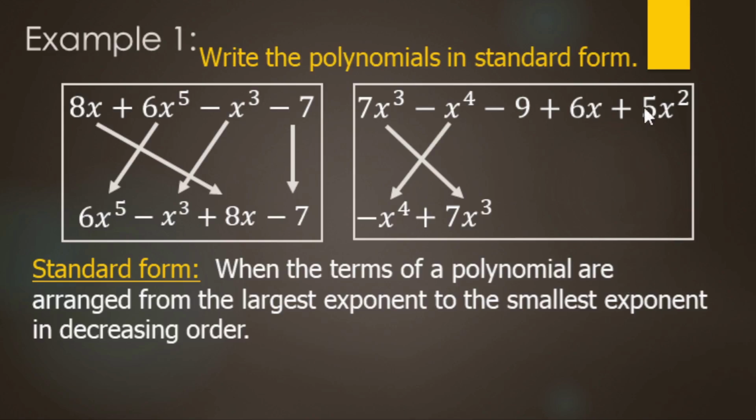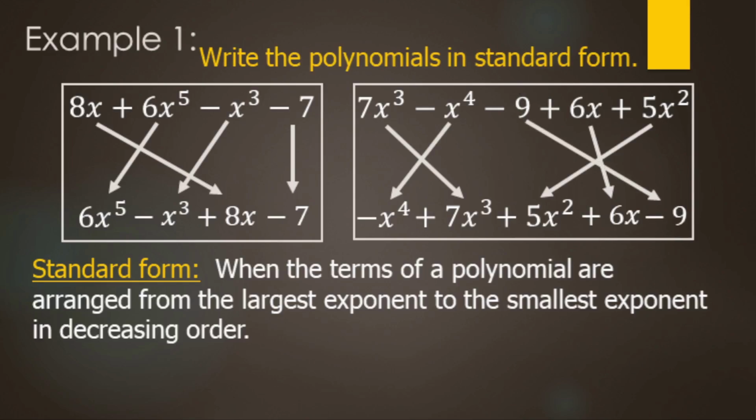So there's a 3. Now we're looking for a 2. There's a 2. So that's going to be a 5x squared next. And now a plain old x term, x to the first term right there. 6x goes next, a plus 6x. And then the constant term, or the x to the 0 power term, would be there with a minus 9.